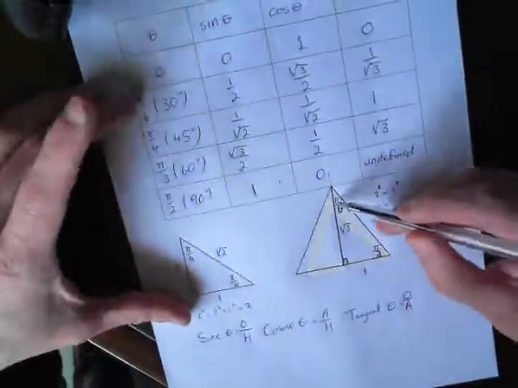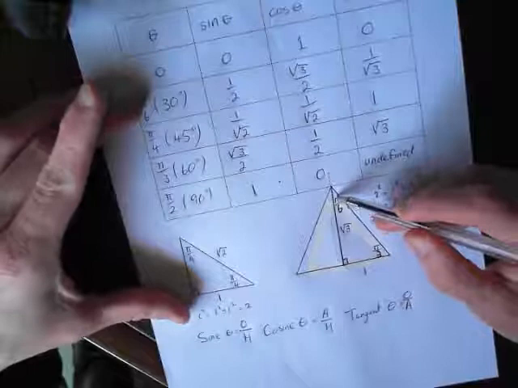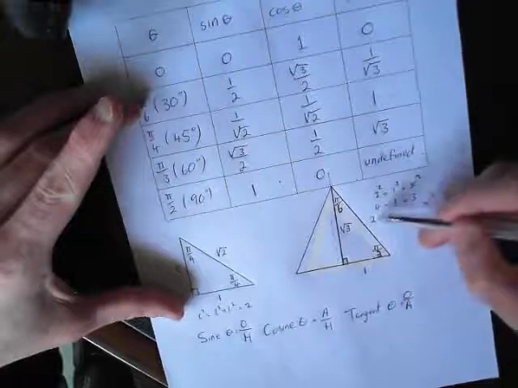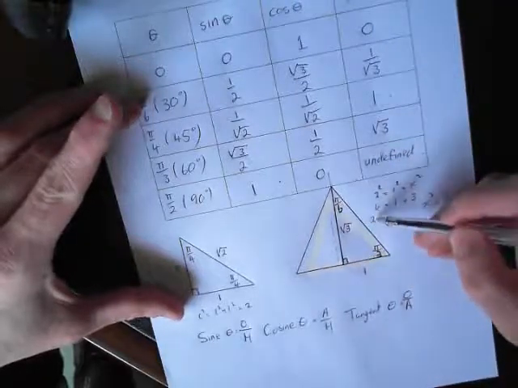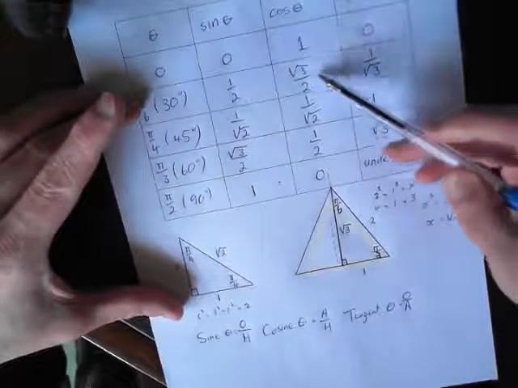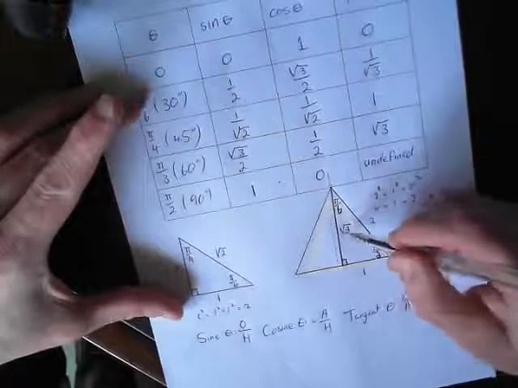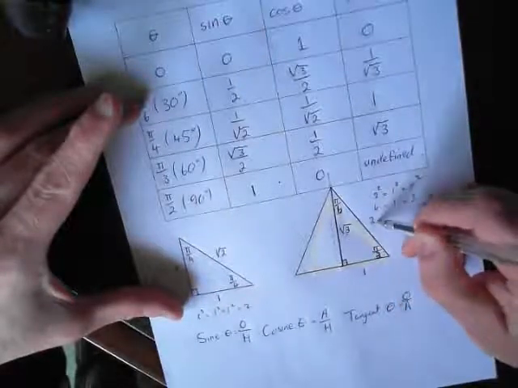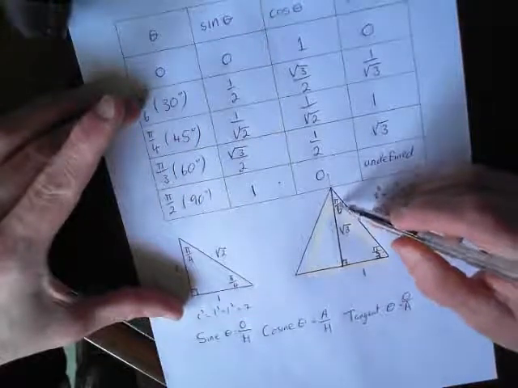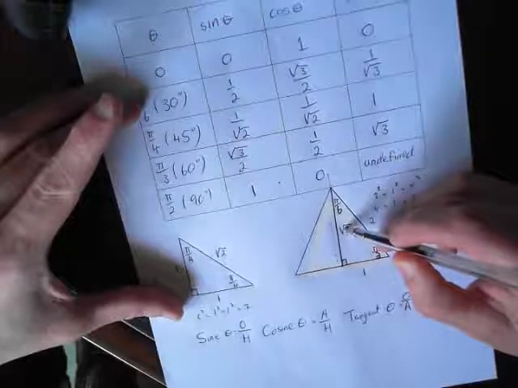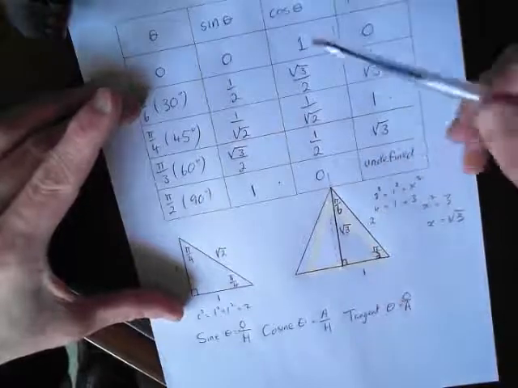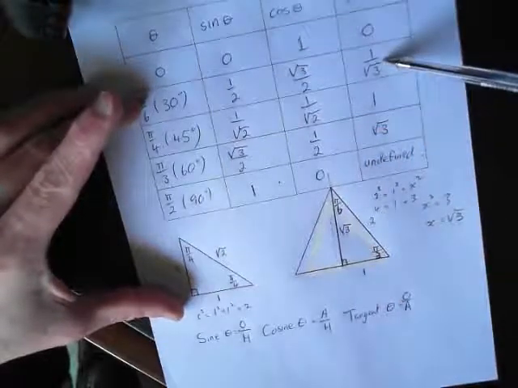Let's look at pi on 6. Let's look at this angle here. So this is 30 degrees. Now, the sine of 30 degrees is opposite over hypotenuse, so it's 1 over 2, it's a half. The cos of 30 degrees is adjacent over hypotenuse, that's root 3 over 2. And the tan of this one is opposite over adjacent, 1 over root 3. Tan of pi on 6 is 1 over root 3, because this side is root 3. So that's where these three values come from.